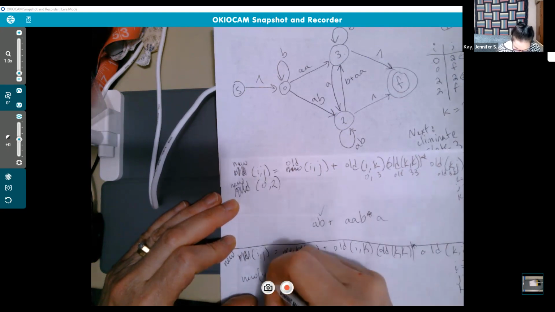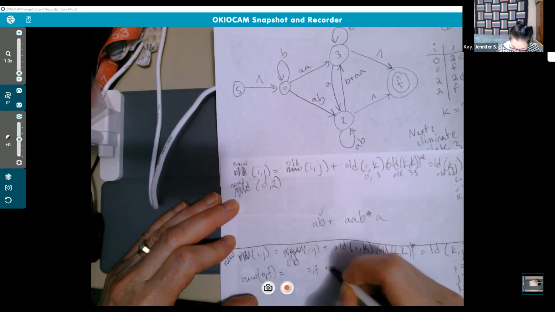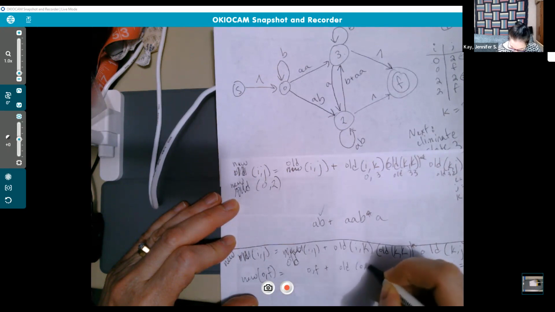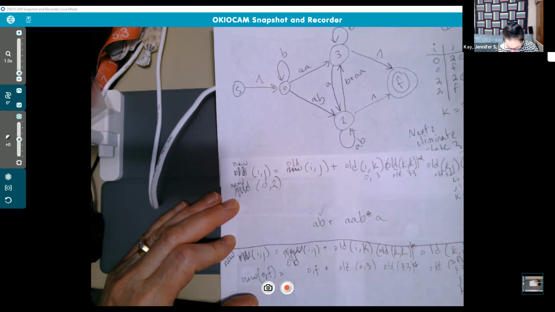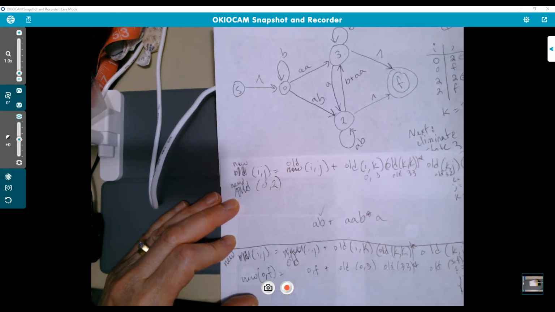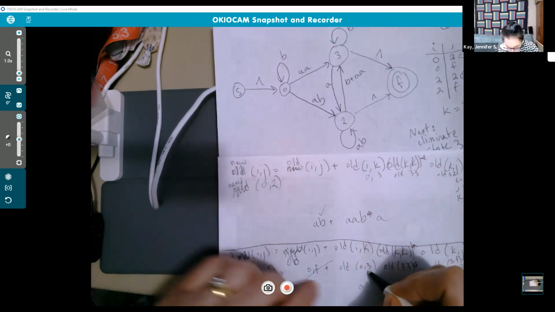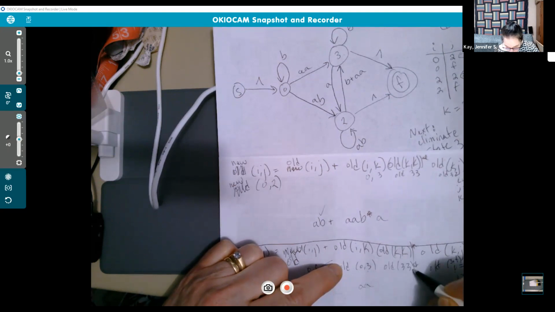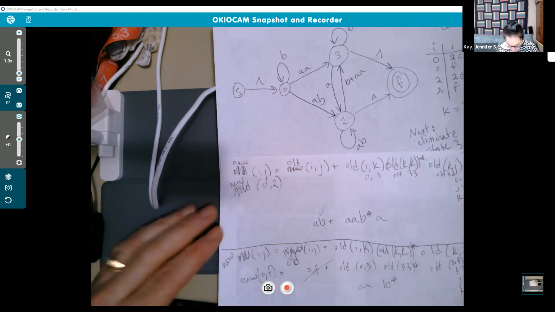The new 0 to F equals the old 0 to F plus the old 0 to 3 times the old 3 to 3 star times the old 3 to F. All right, what'd you get? AAB star. All right, so this part goes away, right? So old 0 to 3 is AA, good. Old 3 to 3 is B star. Old 3 to F is lambda, so beautiful. Okay, good.